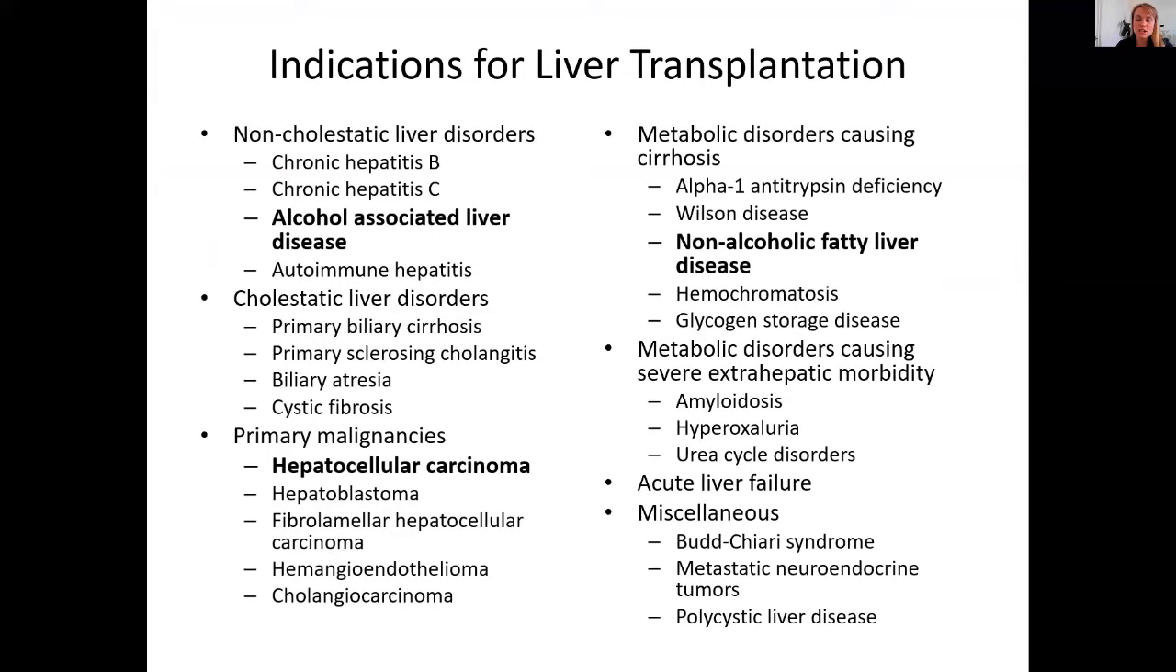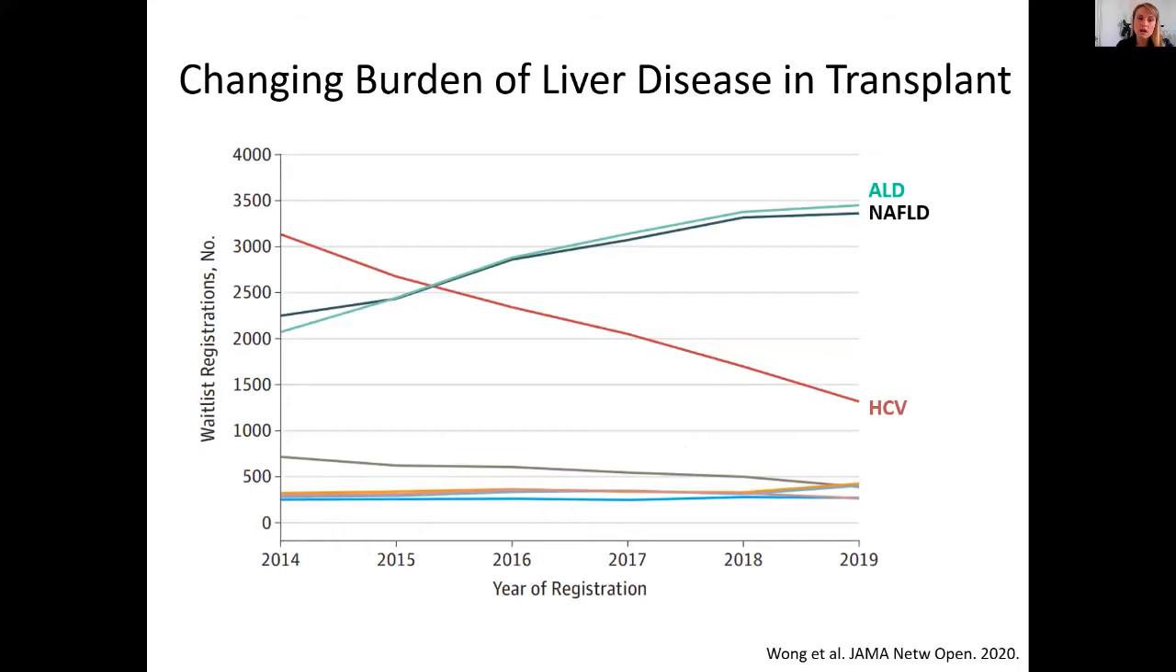There are many indications for liver transplantation, but hepatocellular carcinoma, alcohol-associated liver disease, and non-alcoholic fatty liver disease are the most common reasons people need a transplant. And so with our limited time today, we'll focus on these. Effective therapies for hepatitis C have transformed our landscape of chronic liver disease in the United States. Alcohol-associated liver disease and NAFLD have emerged as significant clinical and economic healthcare burdens.